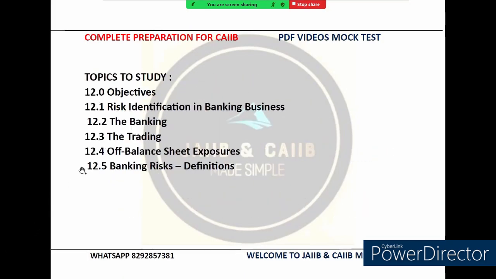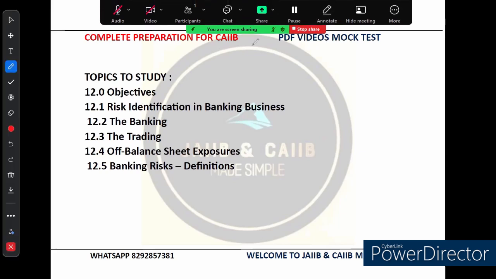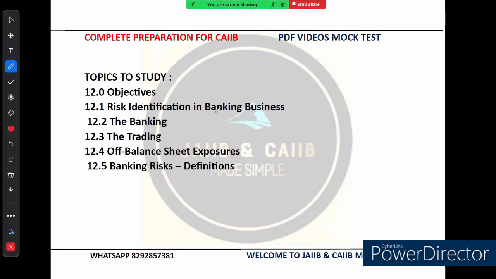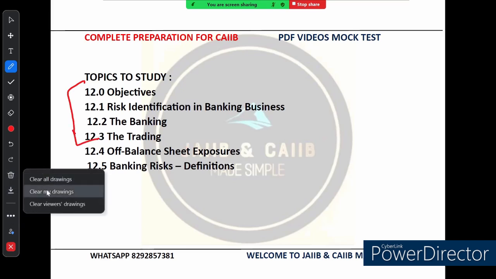First of all, we will see the objective. What is the objective of this particular chapter? Then after we will see how risk is identified. Then the banking risk, banking book, trading book. I think book has been mixed here. The banking book and trading book of balance sheet exposure, and finally banking risks and definitions. So friends, in today's lecture, basically we will cover the first 3 to 4 topics, and the rest of the topics we will cover in the next lecture.